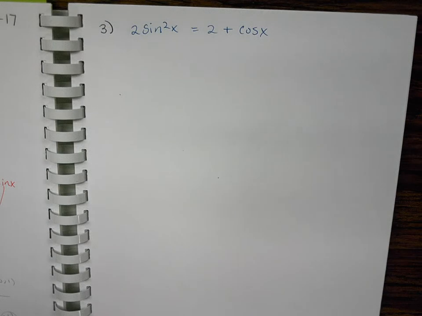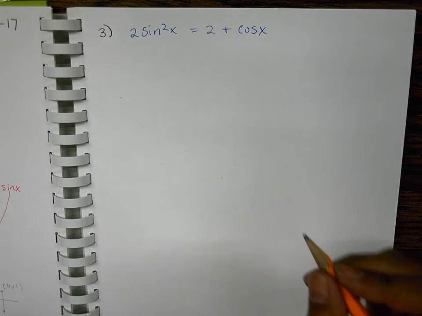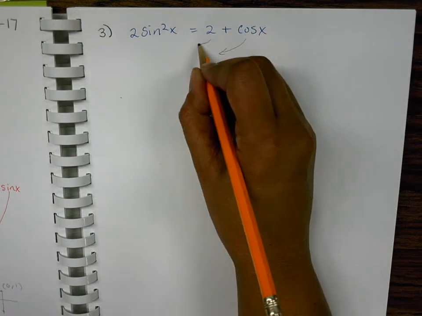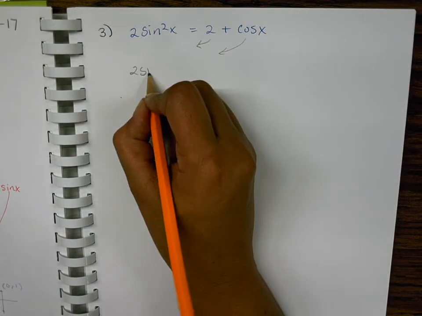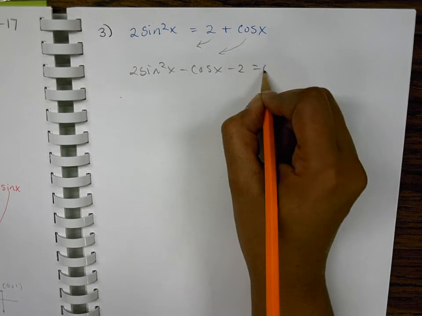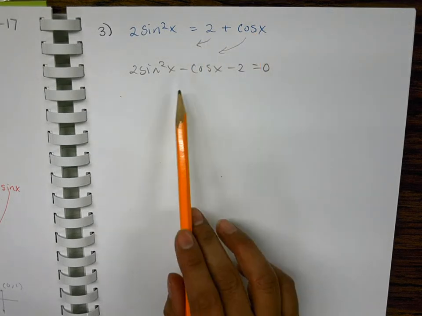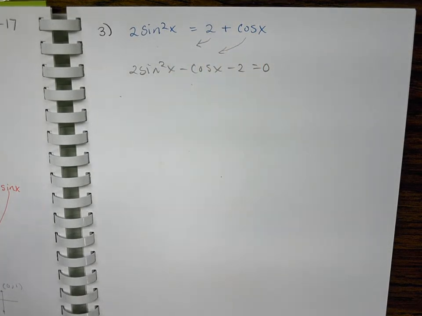Okay, so where do we start? Now I'm looking at this and I'm like, okay, nothing I can do with it in the form it's in right now. So I'm going to at least try to get it equal to 0 to see if I can do anything from there. So 2 sine squared x minus the cosine x minus the 2 equals 0. Do you see what I've done? I moved the cosine x over and the 2 over, and this is what I have.